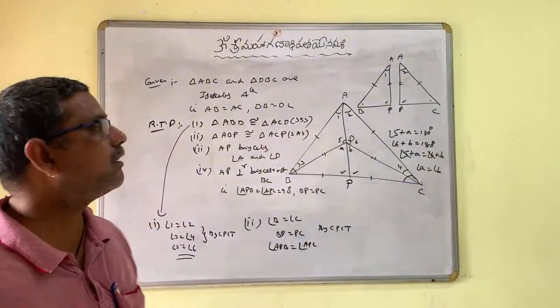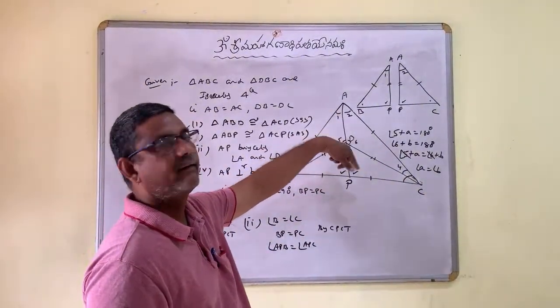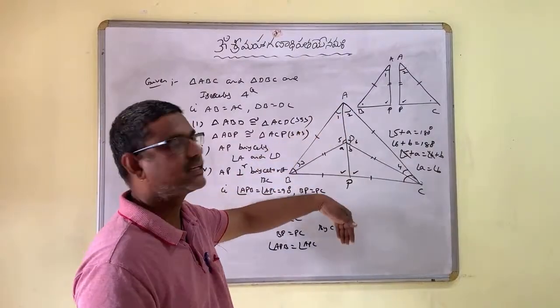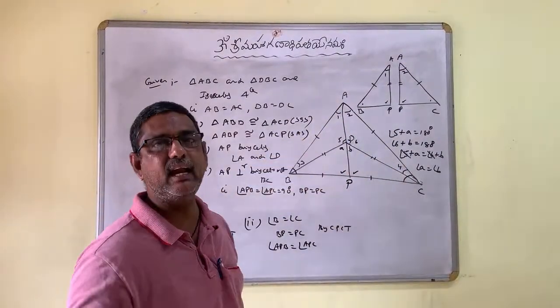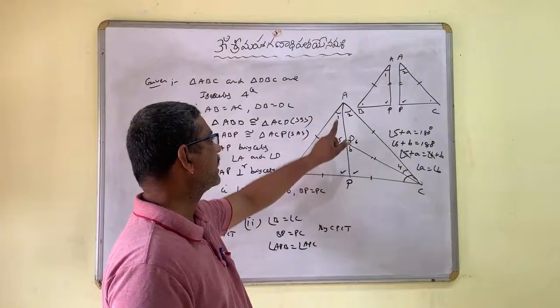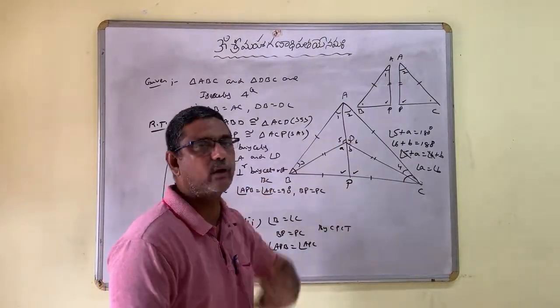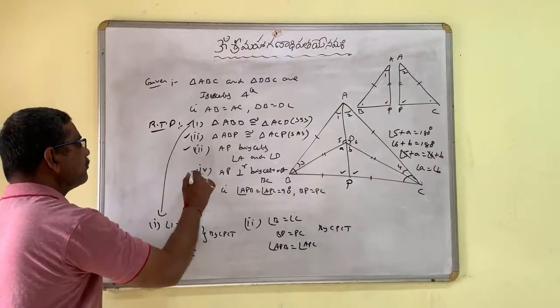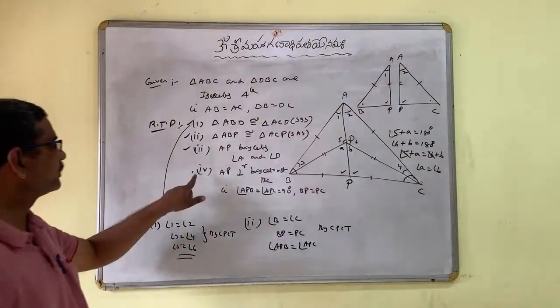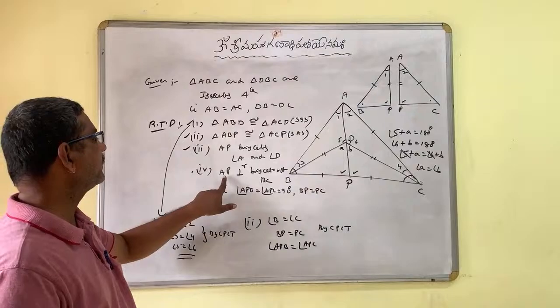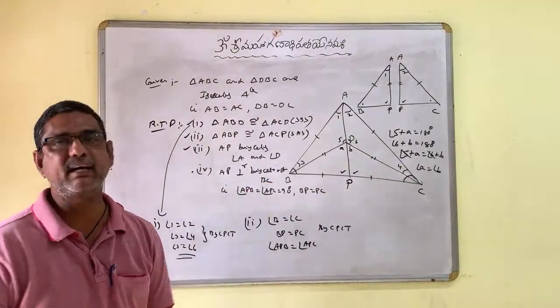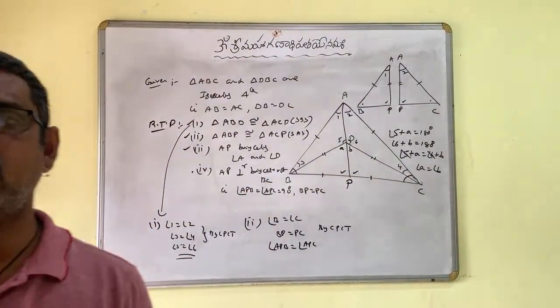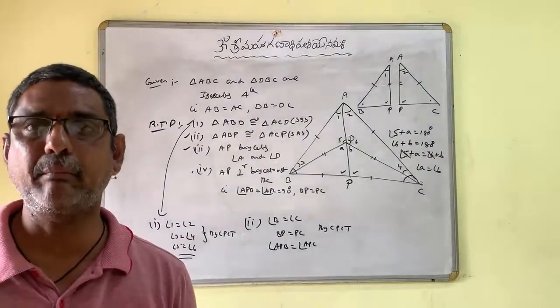So what we observe? AP divides or bisects angle A as well as angle D, because angle 1 is equal to angle 2 and angle a is equal to angle b. So third one is over. Now fourth one, what is it asking? Prove that AP is perpendicular bisector of BC.